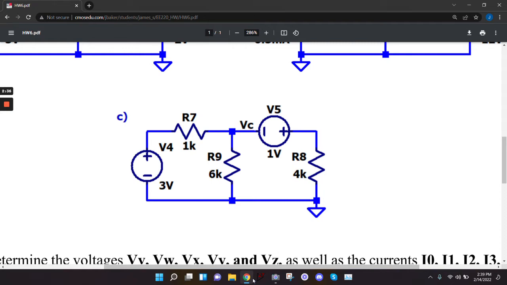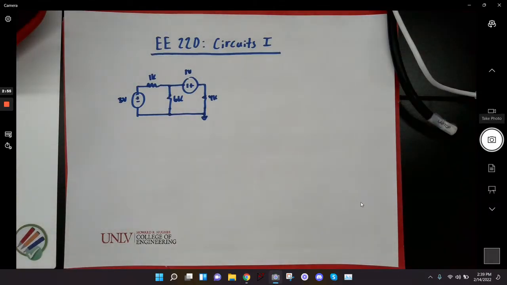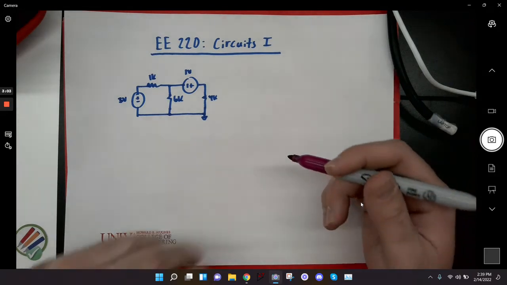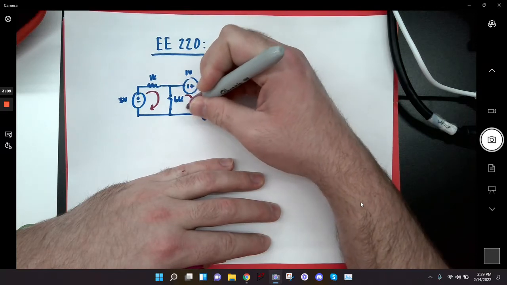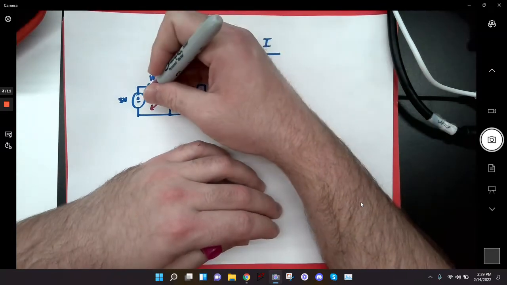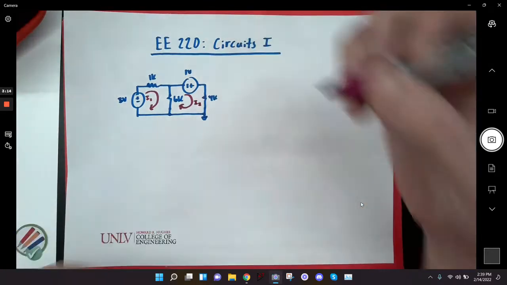as if I were doing this problem. 6K, 4K, and 1K, 1 volt, 3 volts. Alright, so if I were going to make my little equations for this problem, do you have a preference for how I draw the currents? Clockwise, counterclockwise? Doesn't matter? Alright, so I'll do this one clockwise, and I'll also do this one clockwise. Fine? It's fine? So I call that I1 and this is I2.